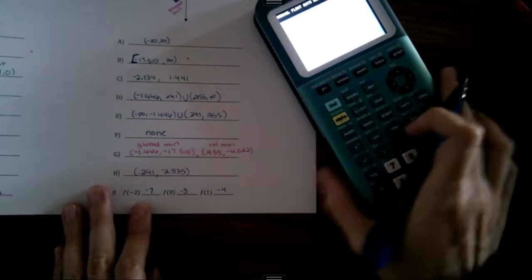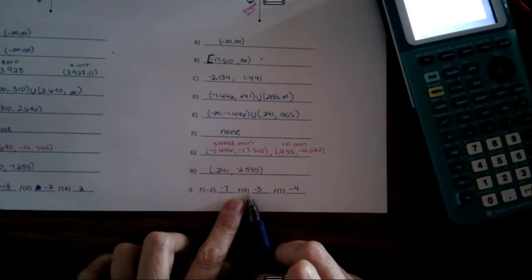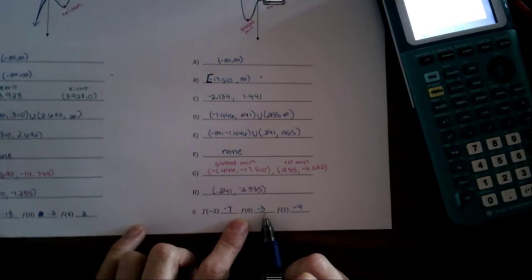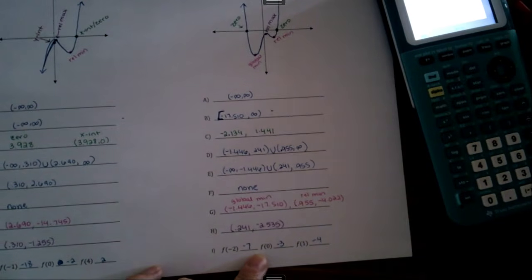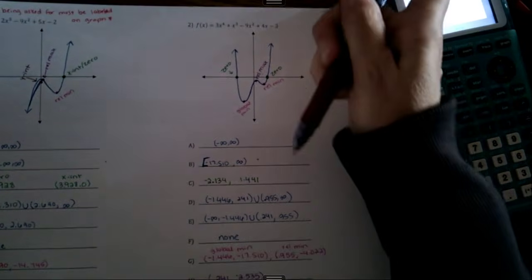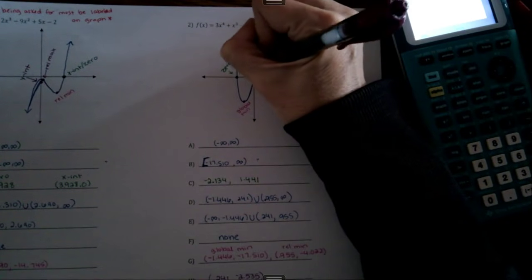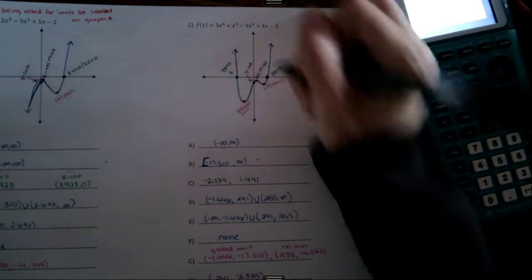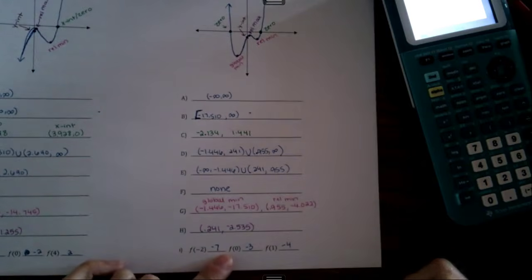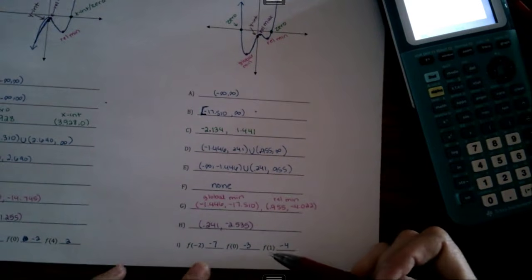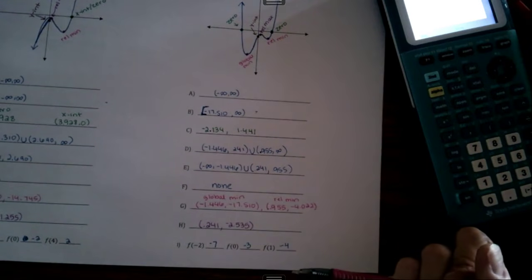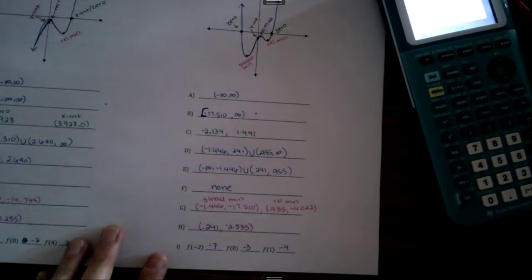So notice on both of these, when x is 0, that's the y-intercept. So if you're asked for the y-intercept, you could use second trace value and put a 0 for x to find the y-intercept. The x-intercept is second trace 0.